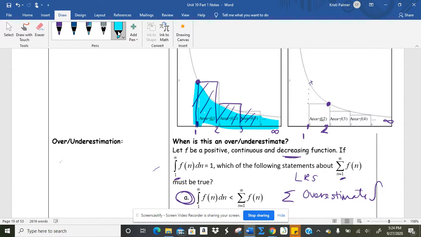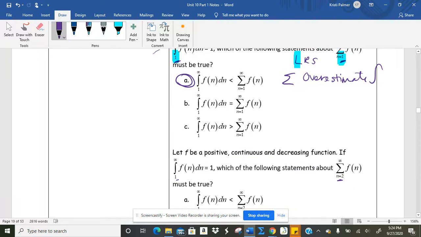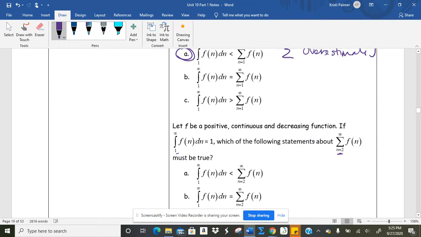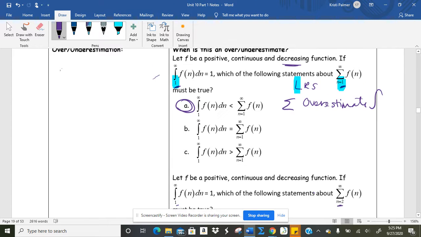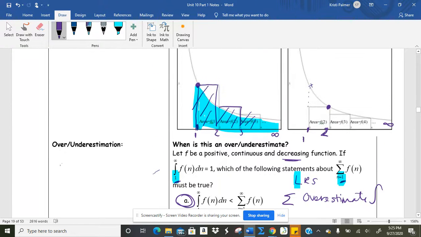Okay? So this had to be left when these are the same. Now over on the next one, we see that this is still starting at 1 and going to infinity for the integral, but the summation here, the series, starts at 2. So remember, a series just goes 1, 2, 3, 4. So it's going in chunks. It's like a Riemann sum in chunks.